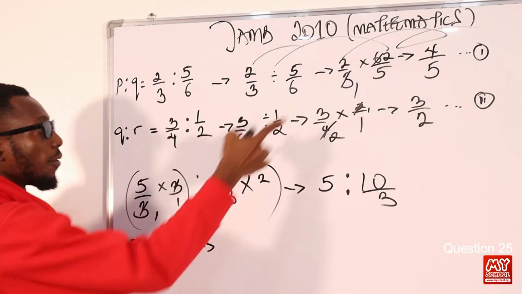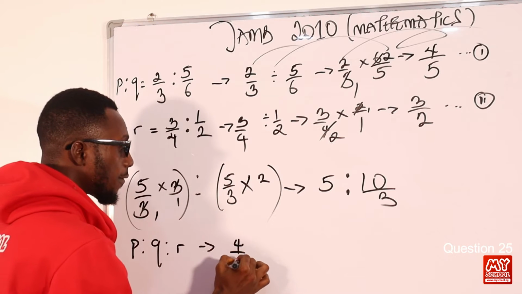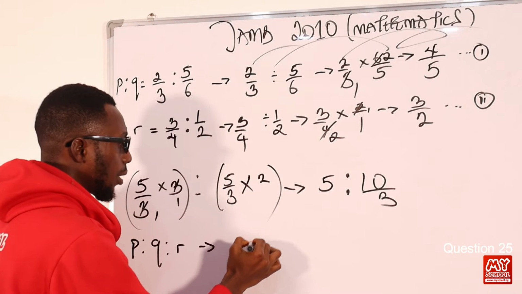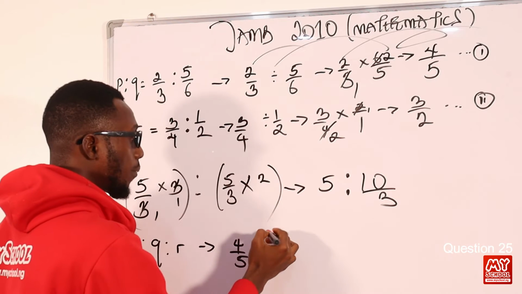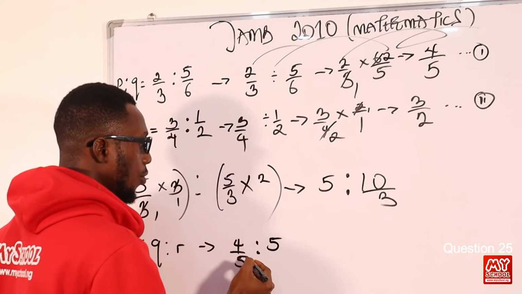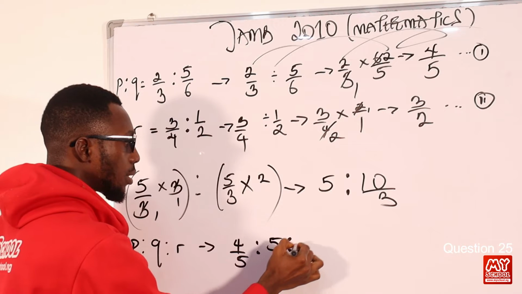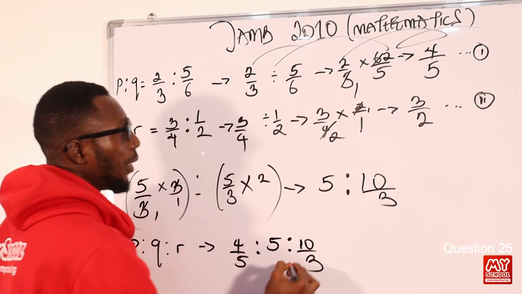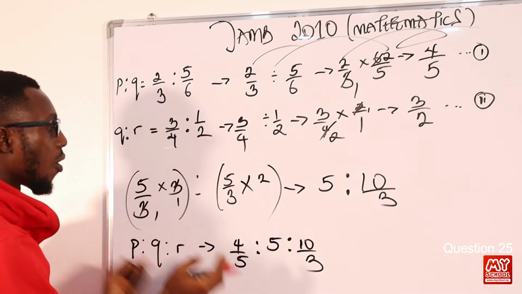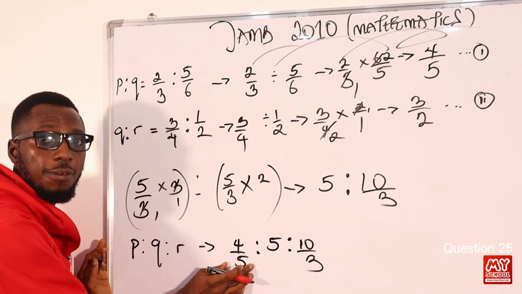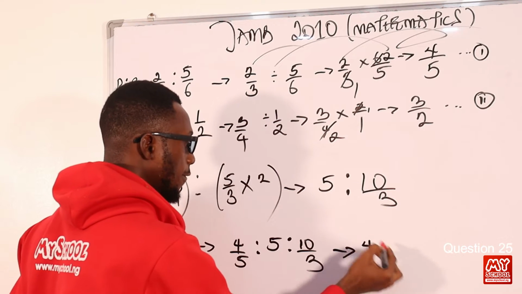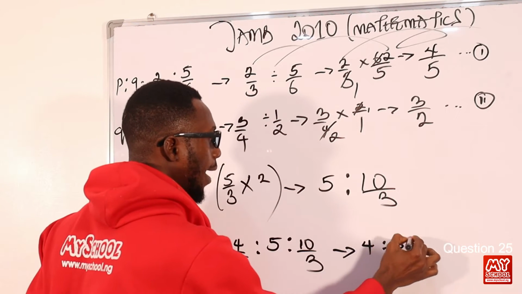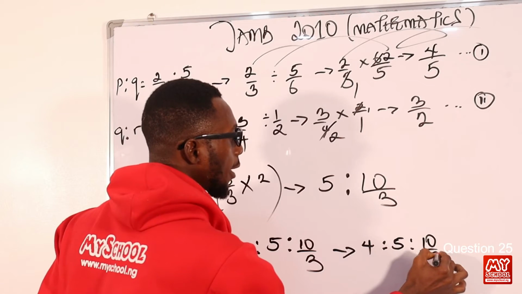Okay, I can put that forth as 4 over 5, isn't it? Okay, 4 over 5 ratio, are you with me? 4 over 5 ratio 5, okay, ratio 10 over 3. Do we see that now? So already you can see that I have 5 for Q here, I have 5 for Q here. So I will just have to pick one. So I will just say 4 ratio 5, right, ratio 10 over 3.